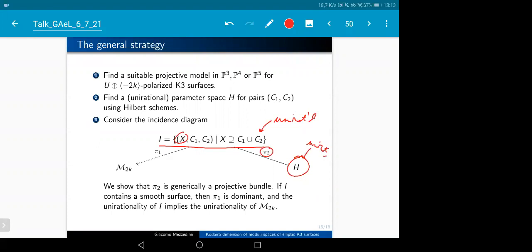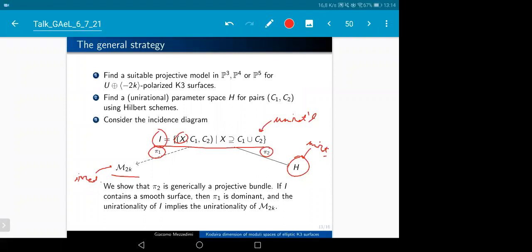And well, if we prove that this pi1 map is dominant, we're done because we would have found a dominant rational map from I, which is unirational, to our moduli space. And well, clearly the map pi1 is only defined over the smooth quartics or smooth complete intersection X here. So in order to show that the map is dominant, we need to show that there exists at least one smooth element in I. Because as soon as there's one, well, being smooth is an open condition, and so the image will be dense because M2K is irreducible.